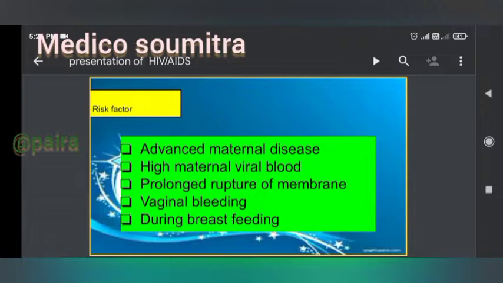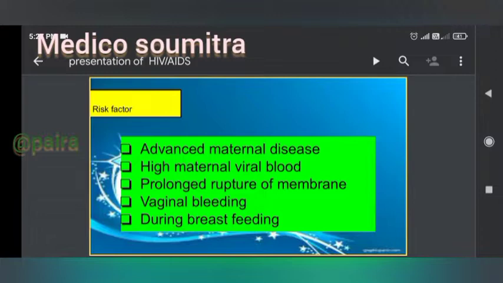High maternal viral load, if the maternal blood is infected with the virus. Next, prolonged rupture of the membrane, and vaginal bleeding, if bleeding is coming out from the vagina continuously, could be one of the risk factors for AIDS. Next, breastfeeding. How could it be a risk factor? If the mother is already infected with AIDS, her whole cellular immunity, cells, blood, lymph nodes, everything is infected with the virus. So the breast milk given to the baby is already infected.